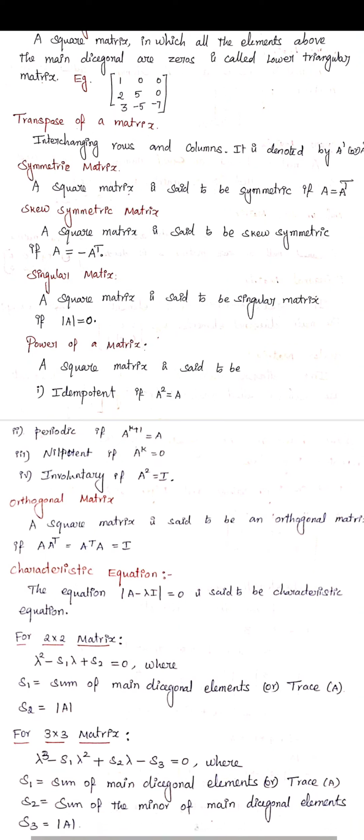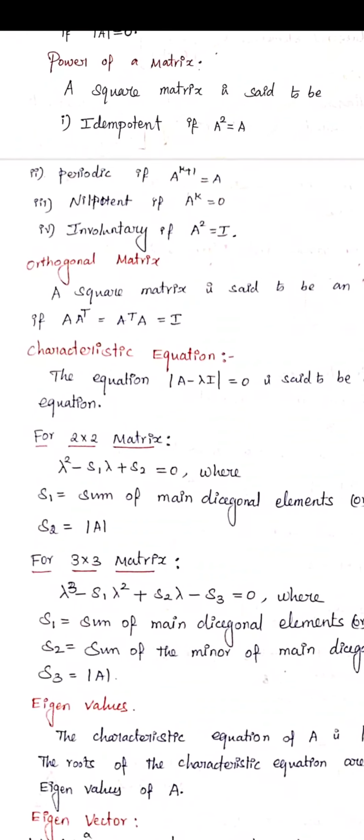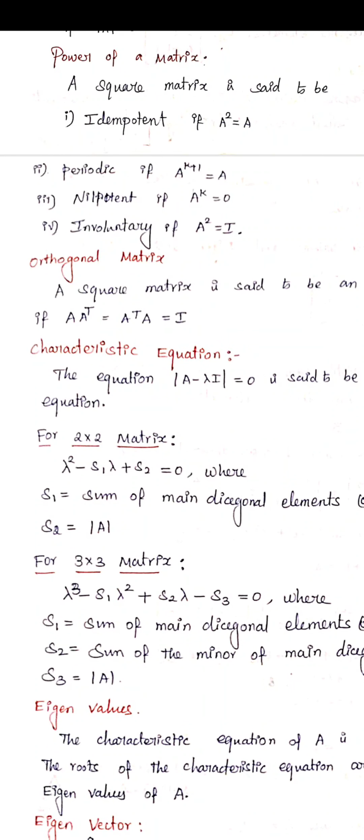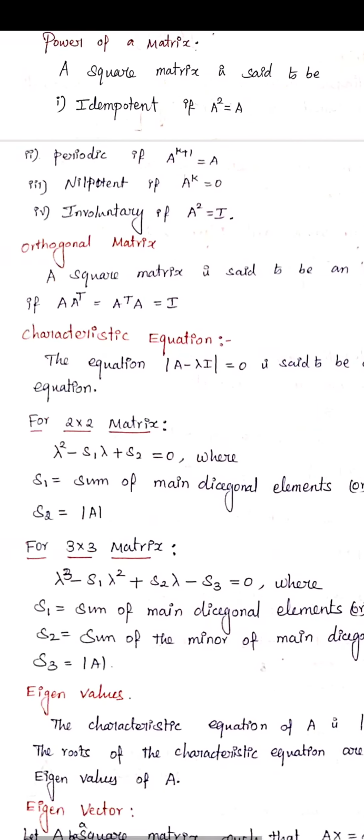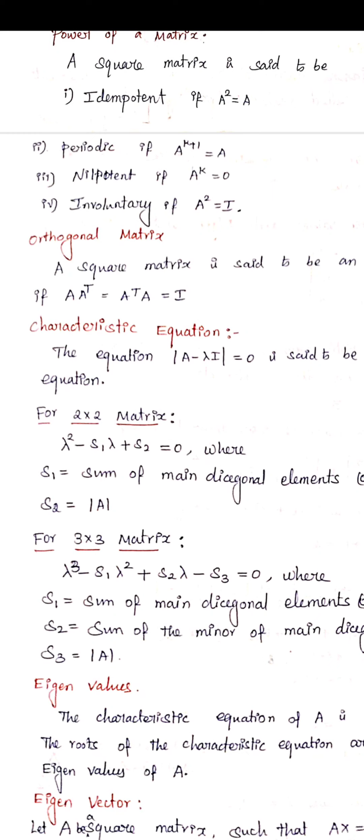Power of a matrix. A square matrix is said to be idempotent if A square equal to A. Periodic matrix if A power k plus 1 equal to A. Nilpotent matrix if A power k equal to 0. Involutory matrix if A square equal to I. What is meant by orthogonal matrix? A square matrix is said to be an orthogonal matrix if A A transpose equal to A transpose A equal to identity matrix. That is, a matrix A is orthogonal if A transpose equal to A inverse.